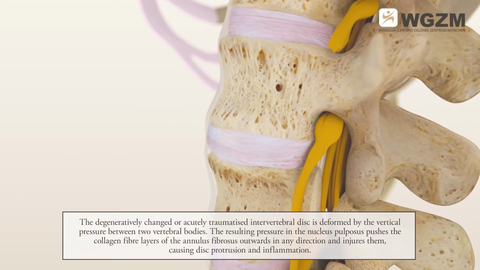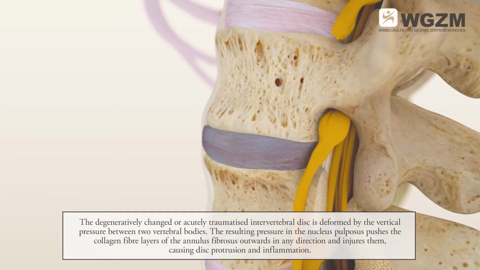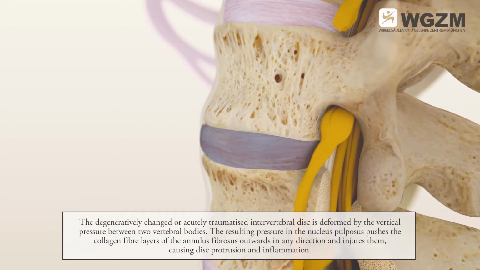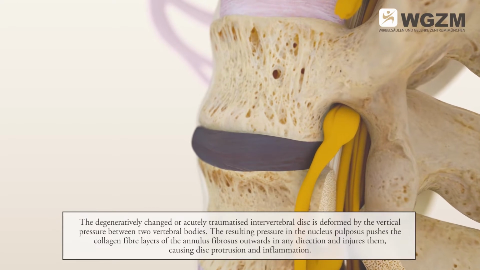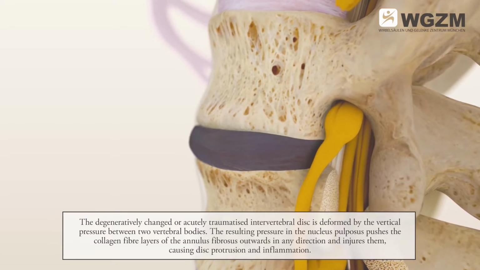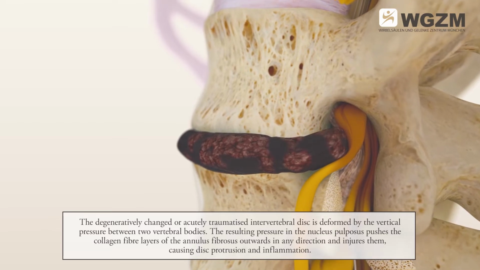The degeneratively changed, or acutely traumatized intervertebral disc is deformed by the vertical pressure between two vertebral bodies. The resulting pressure in the nucleus pulposus pushes the collagen fiber layers of the annulus fibrosus outwards in any direction and injures them, causing disc protrusion and inflammation.